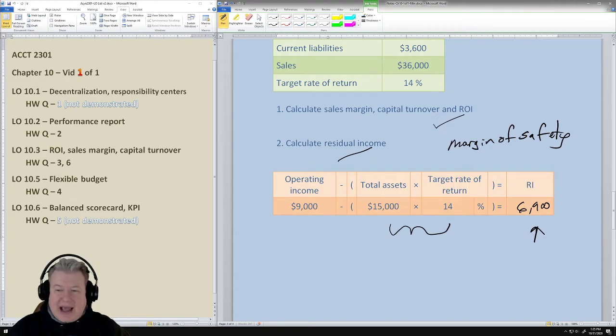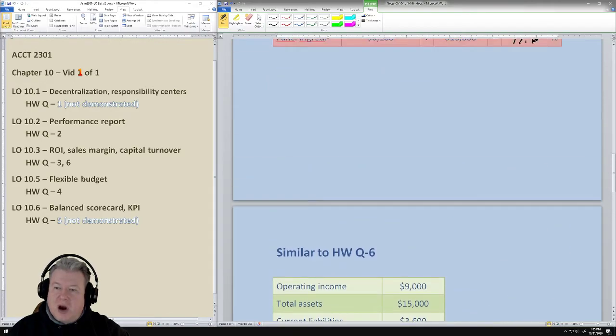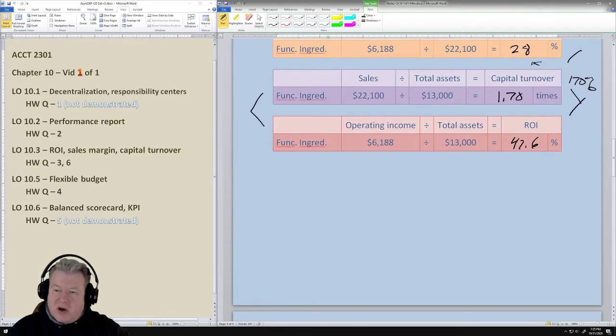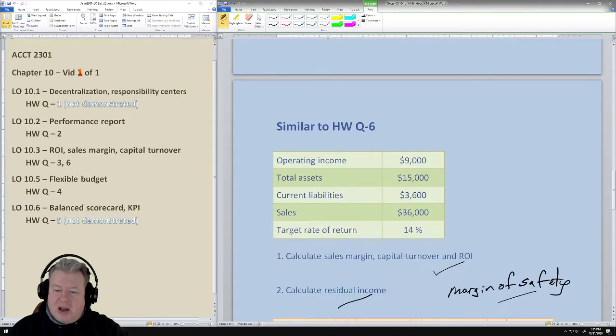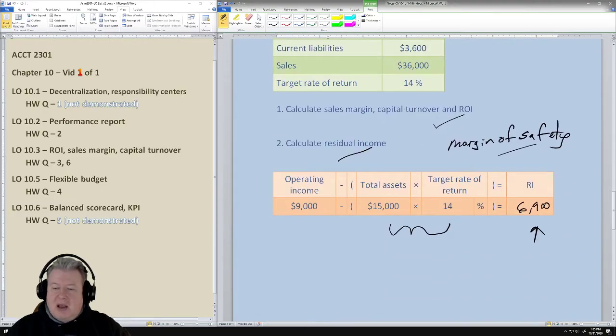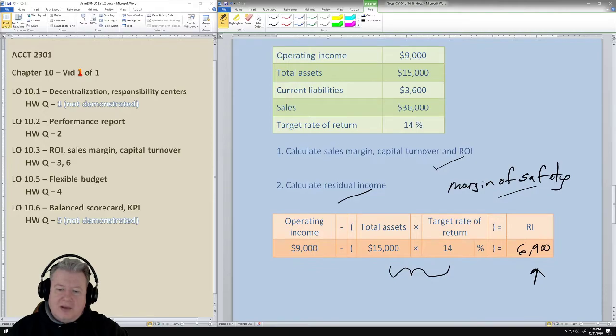So it's not exactly the margin of safety, but it's approaching it the same way. How much better than our targeted rate of return are we doing? Margin of safety is how much better than the break even are we doing? So it's a related concept, but just realize that you're using this targeted rate of return, which is similar to your ROI. ROI is based upon your assets and your actual operating income. This is based upon an expected ROI, a targeted rate of return. So this is the extra one that number 6 draws into it.